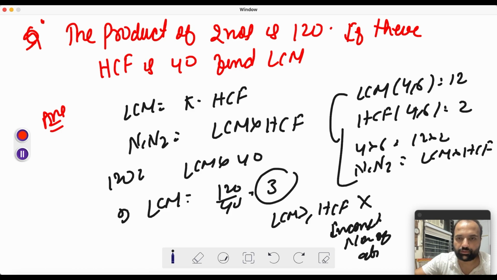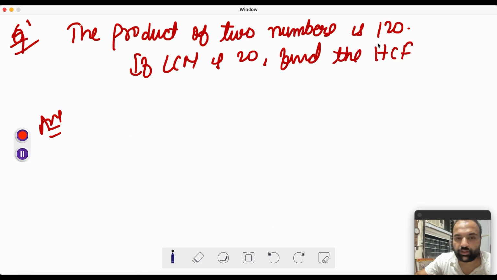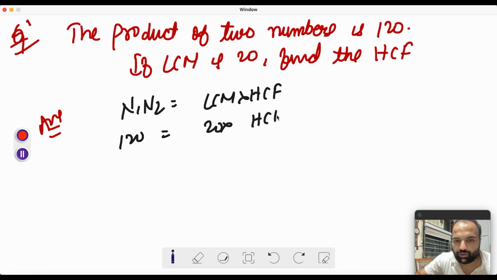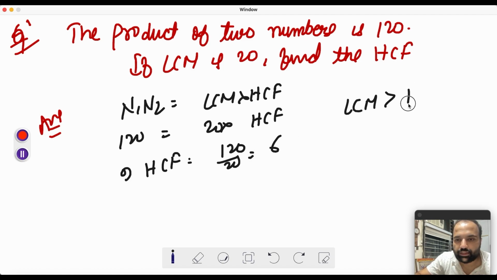Okay, we'll do another question. The question says the product of two numbers is 120. If LCM is 20, find the HCF. Now we know that N1 N2 is equal to LCM into HCF. So the product of two numbers is 120, LCM is 20, and HCF we need to find. HCF would be 120 upon 20, which is 6. Now LCM is greater than HCF, so it is satisfying that rule. Since it is satisfying, it should be the answer, but no. This would not be the answer.